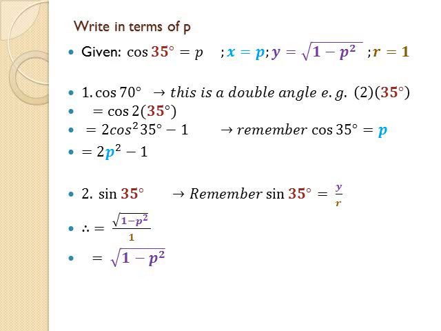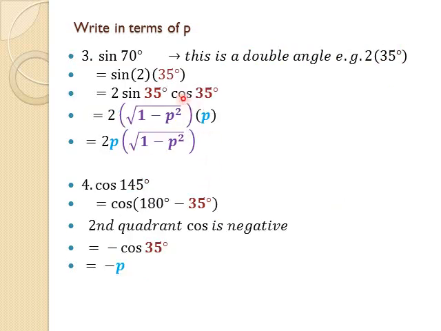Let's look at problem number 3 and 4. For problem number 3, we have sin 70. Because we're working with 35, I have to make it 35. So again, I assume you know 2 times 35 is 70. So now I have a double angle. Sine double angle becomes 2 sine 35 cos 35. Sine 35 would be my y value being square root of 1 minus P squared, r is 1, so that divided by 1 stays the same. Cos 35 was given as P. So 2 times P, I just move the P to the front.